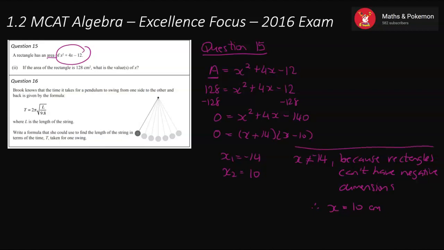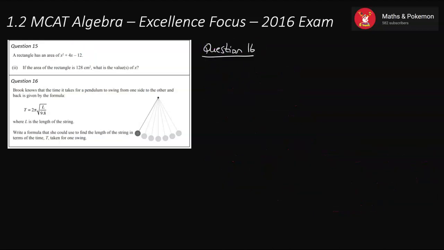Eliminating answers. This part here is how you moved your answer. So over here was a merit, and you did that. That's how you upgraded it to an excellence. Question number 16, and this question, really straightforward.